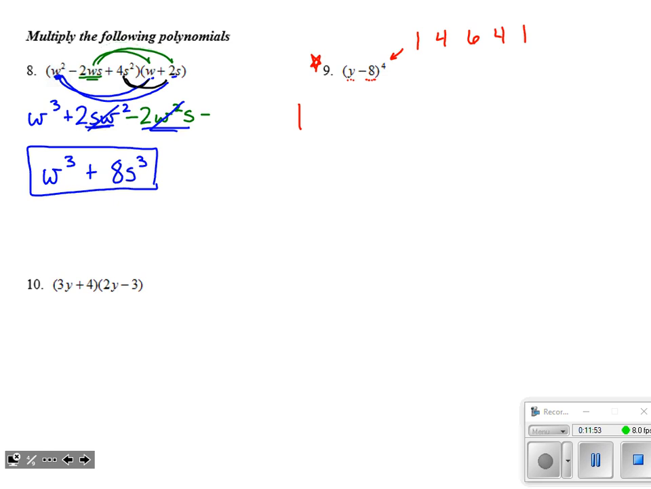My coefficient of 1 from Pascal's triangle times the first thing to the full power times the second thing to any remaining power that we've got. Since all of it's with y, we've got nothing left to go with that negative 8. Next term, I've got 4 times y to the, drop the power, 1 times negative 8 to the remaining power. Next term, 6 times y to the, let's drop that exponent, times negative 8 to the remaining power. 4 times y, let's drop that power, 1 times negative 8 to the remaining power.